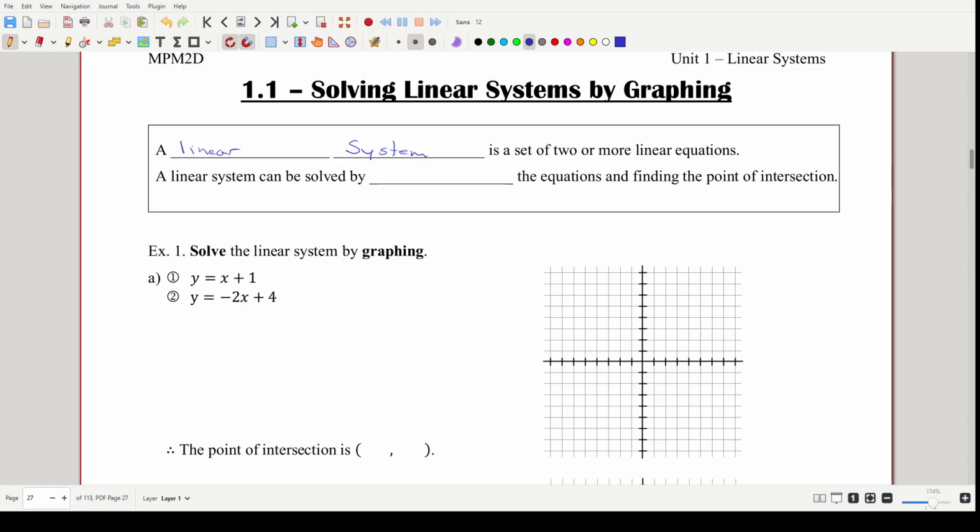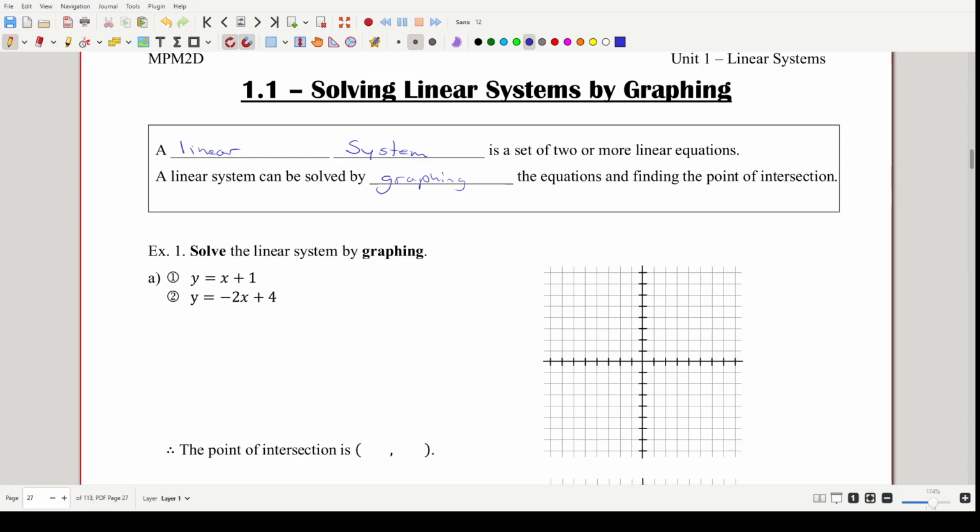Think of them as lines, right? A linear system can be solved by graphing the equations and finding the point of intersection. Where do they cross? Now, if they are straight lines, they're only going to cross at a single point. Otherwise, there'd be curved lines. But if they are straight lines, they're only going to cross at a single point.